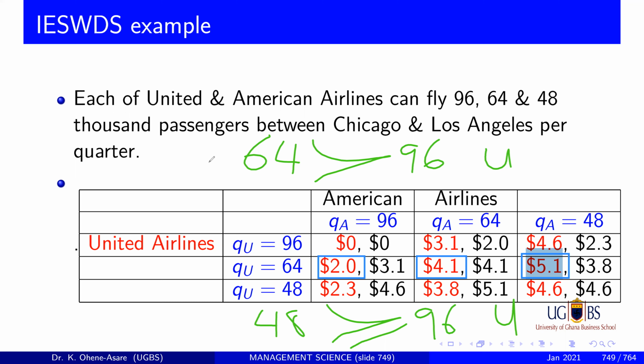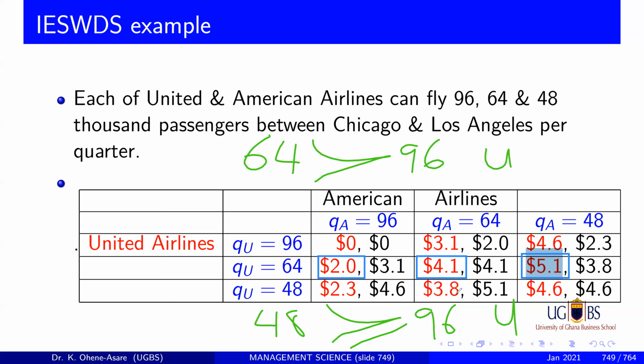Now, the last one is to compare 64 and 48. If you look at 64 and 48, you can see that the first one, 48 is leading. The second one, 64 is rather leading because 4.1 is better than 3.8. So in this case, there is no weak domination. There is no strict domination. And so that one, you don't write anything. So this is for United.